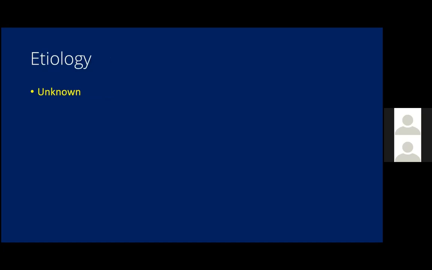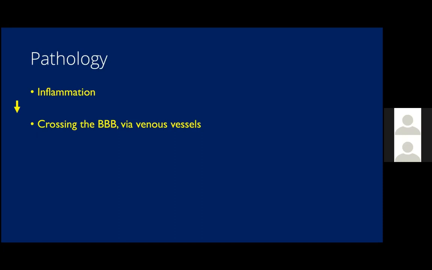We don't know the exact etiology of MS until now, but there are some theories that there is some genetic predisposition to this disease, and there are some environmental triggers which can lead to this disease. The basic pathology of MS is an inflammatory disease. It starts with inflammation that goes into the CNS through the blood-brain barrier via the venous vessels. That leads to demyelination in the central nervous system, and that leads to neurodegeneration over time. So that's the basic pathology of MS.